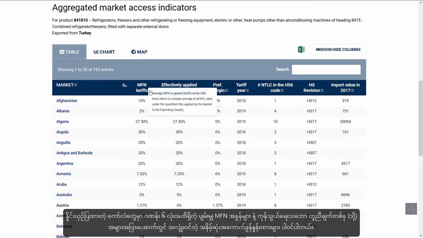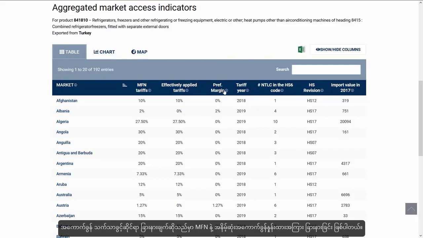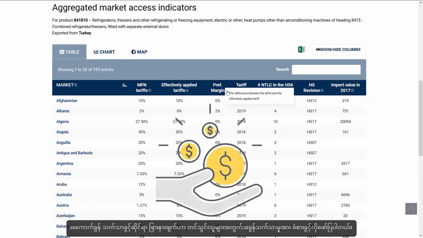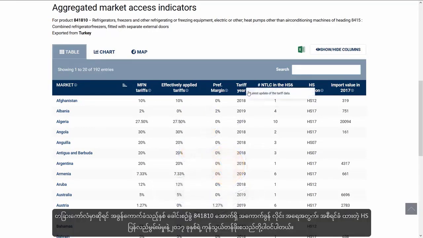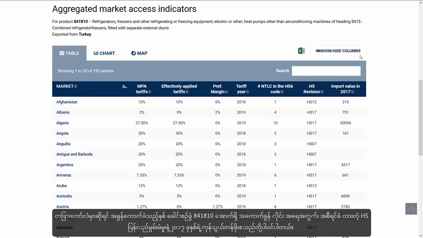Comparison columns include the MFN or Most Favored Nation tariffs averaged to the 6-digit level, and the effectively applied tariffs, which incorporate any preferences provided under one or several trade agreements. Preferential margin is the difference between the MFN and the effectively applied rate. Preferential margin shows the duty savings available for the importer thanks to preferences. The other columns include tariff year, the number of tariff lines under the subheading of 841810, the reported HS revision, and the trade value in 2017.